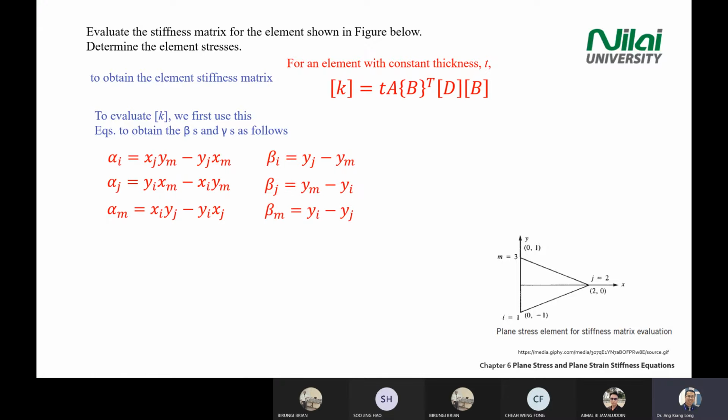You calculate beta j, beta m, and so on. Calculate these 9 numbers. Normally in the final exam, you have 9 equations. These 9 equations give you 3 marks if you are able to calculate correctly. Each one is half a point, so you get 3 marks for all these 9 numbers here.